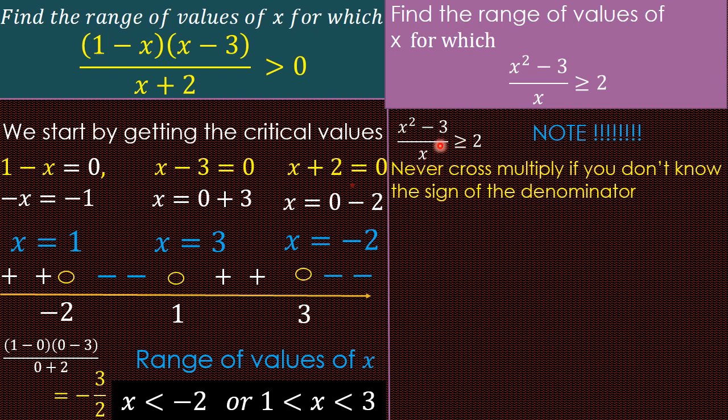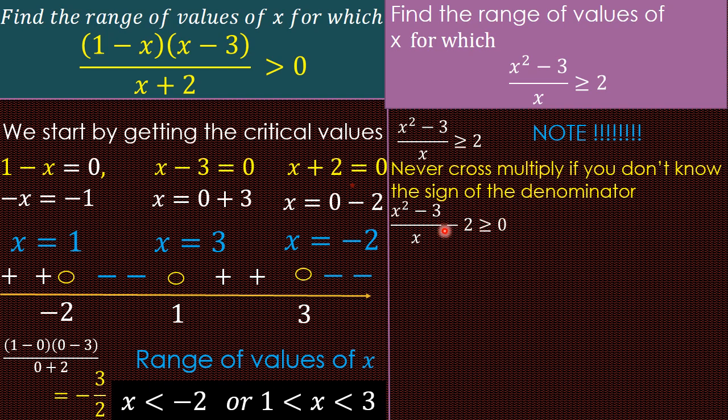But if here was x squared, we know that the square of a number is always greater than or equal to 0 for all real numbers. So we could multiply if we had the x squared here. But since here is x and we don't know the sign of x, we cannot multiply all through by x. So what we can do is take the 2 and bring it inside. So we are going to have x squared minus 3 over x minus 2, which is greater than or equal to 0.